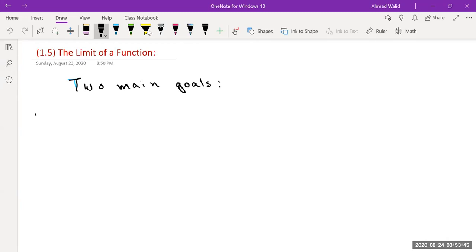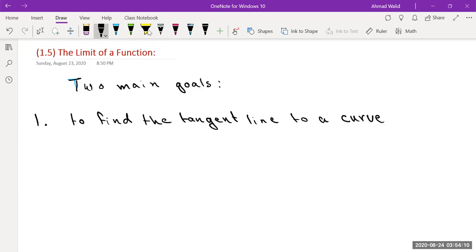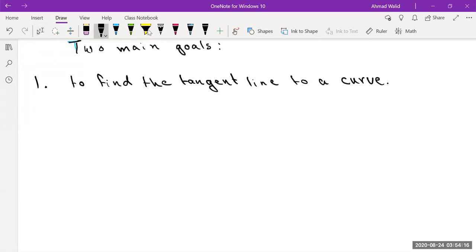Number one, to find the tangent to a curve, or the tangent line to a curve. That's your goal number one. For example, let me explain. You have a curve like this, any curve. Let's say, for example, this curve.